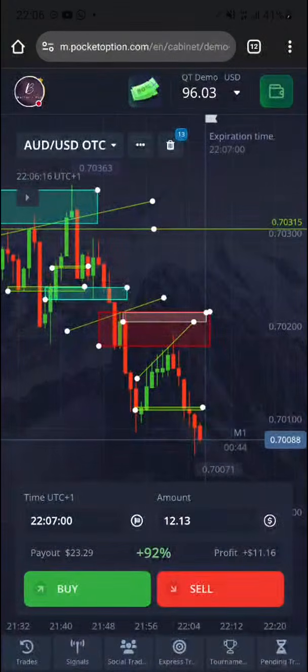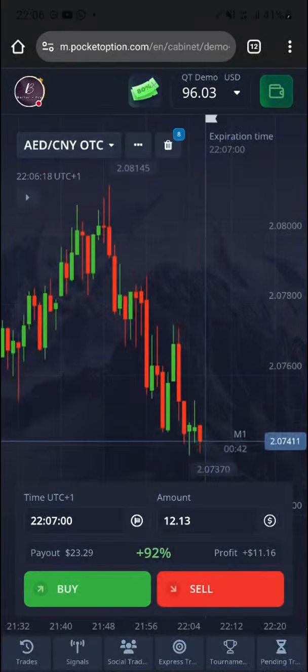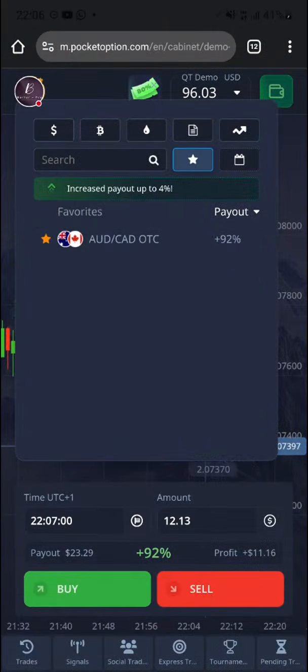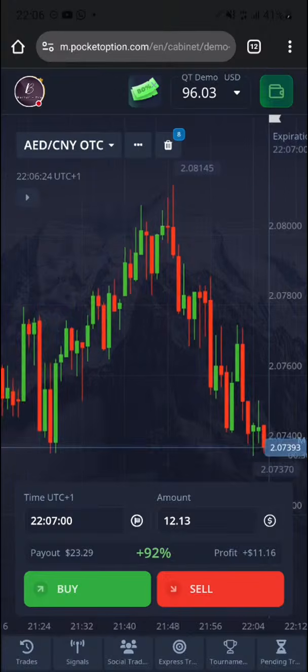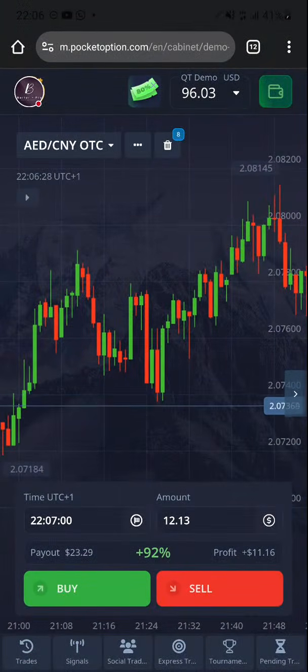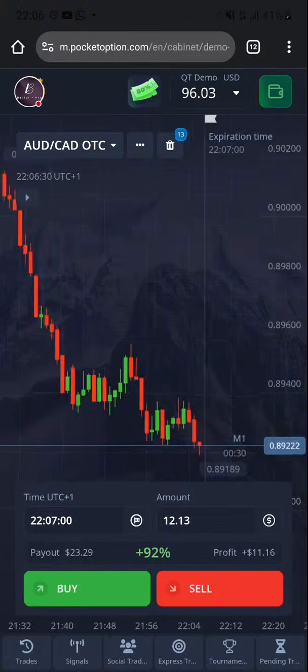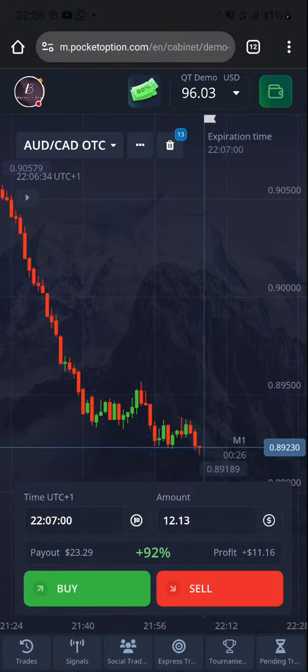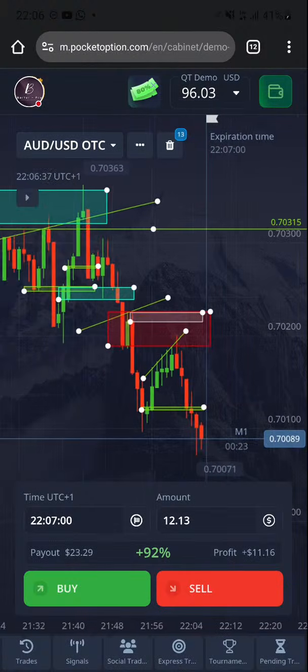We need to find a setup first. Then, after checking all the confirmations from the setup, make a decision to either go with the buyers or with the sellers. That's the best thing we can do. You understand? So if I don't see the setup, I don't take the trade. You understand?